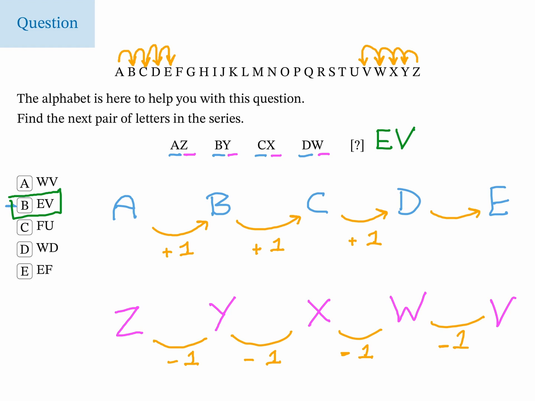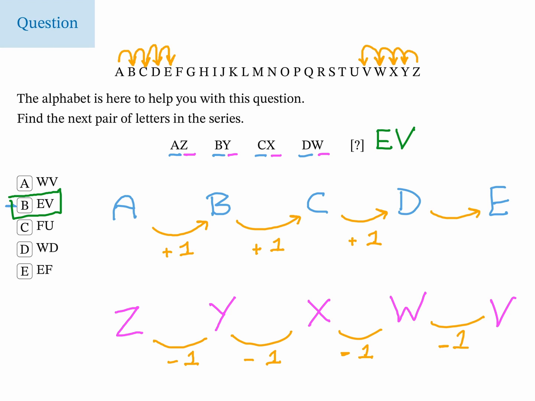So well done to everyone who said EV. You got that right. Now, this was a nice, simple one, but hopefully you can understand how the best way to solve this is to use your alphabet. Take the first letter in each pair, determine what the relationship is between them, and then apply that to find what the next letter pair is.